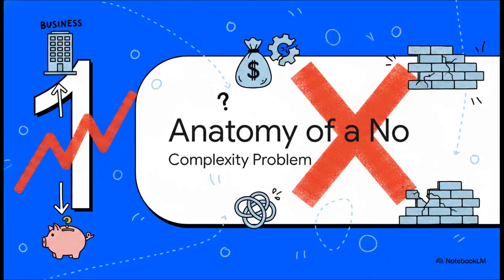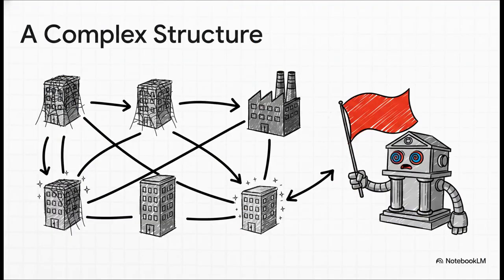Section 1. The anatomy of a no, or what we can call the complexity problem. Let's look at our case study. We've got a highly driven entrepreneur who had been trading successfully for 5 years. They had the drive, the vision, and they desperately needed expansion capital to scale up. But when they approached their current everyday bank, their application completely stalled out. Now, what's really interesting about this slide is exactly why it stalled.